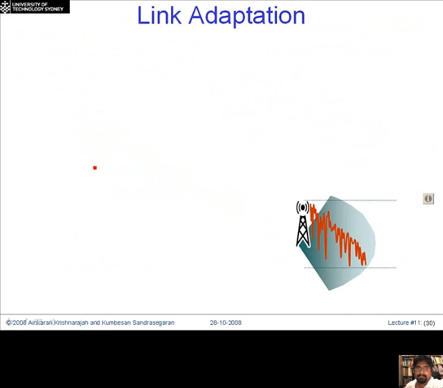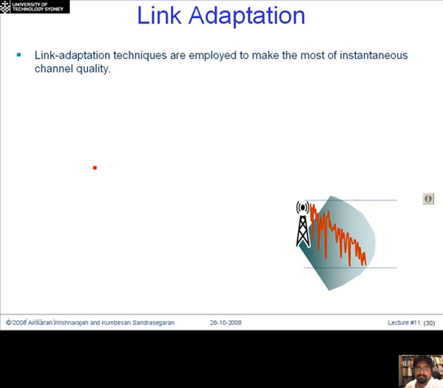Another thing that has to happen in LTE is called link adaptation, and you've already seen this happening. The quality of the link between the base station and the mobile is continuously changing, and because it's continuously changing, you need to adapt to this change in link quality. So link adaptation techniques are used to improve the instantaneous channel quality, and it is only performed in the time domain as opposed to packet scheduling, which is done in both time as well as frequency.